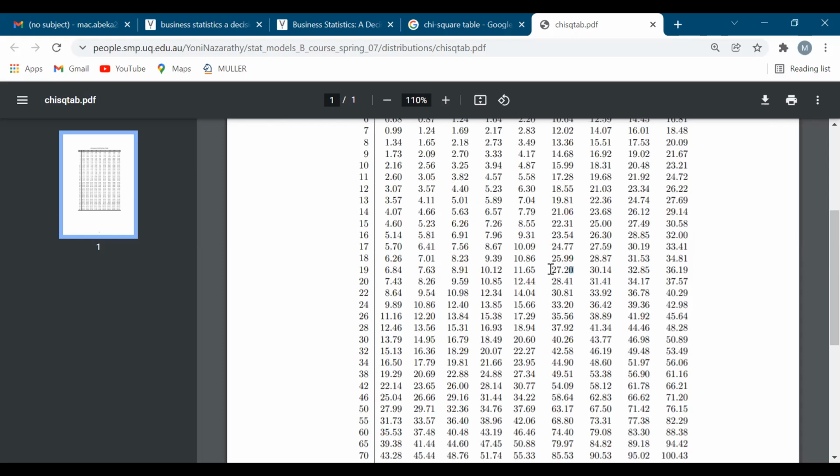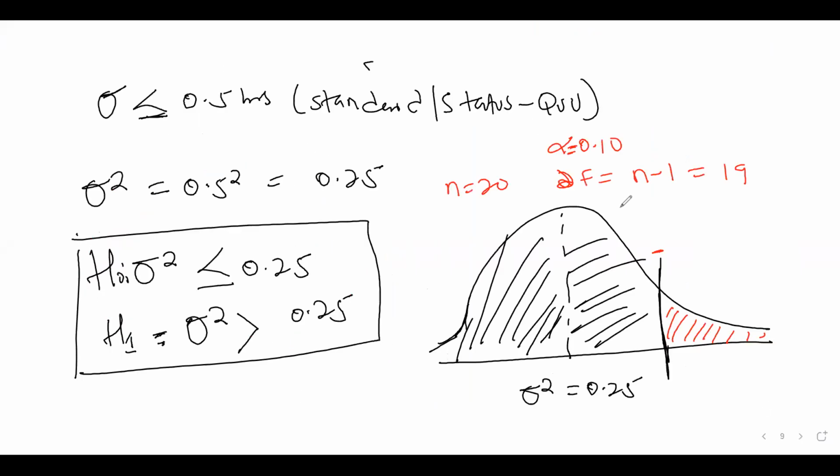So the chi-square is 27.20, all right? So here, the critical chi-square is 27.20. That's the critical chi-square, 27.20.